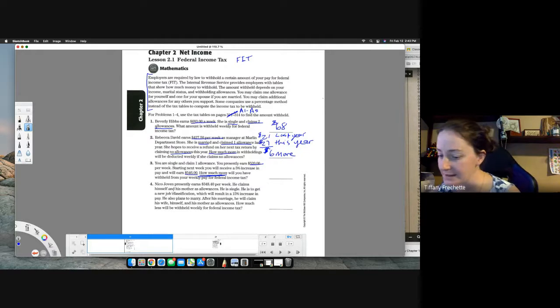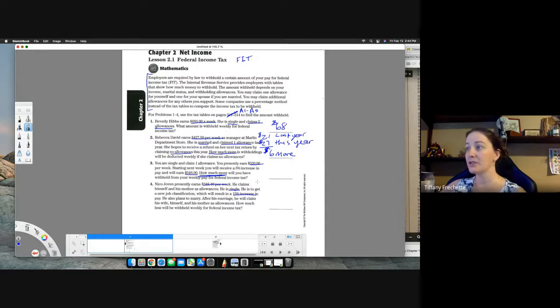This next one says that this person, Nico, is presently earning this much per week. He claims himself and his mother as an allowance, and he is single. He is to get a new job classification, which will result in a 15% increase in his pay. They're not telling us how much it is, so we do have to calculate this one. And after, he also plans to get married. After he's married, he will claim himself, his wife, and his mother.